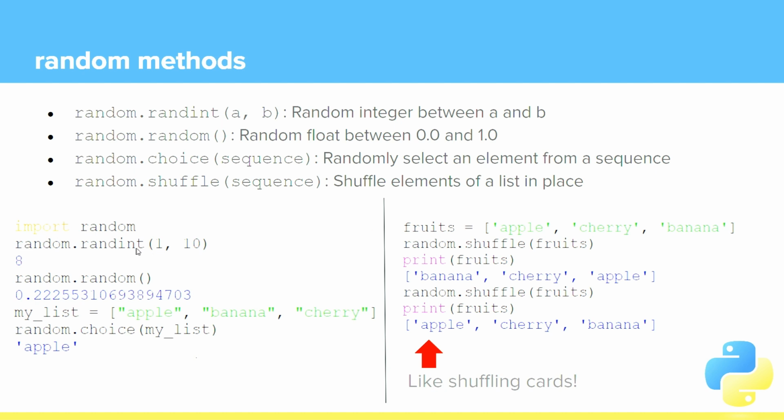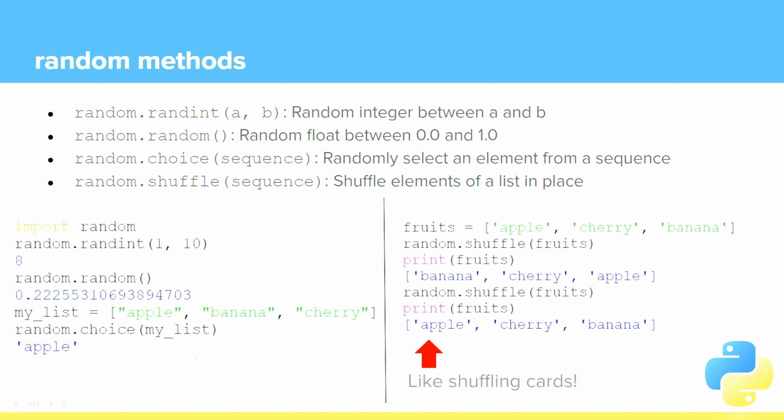But we call random.randint 1, 10. So it will return an integer between 1 and 10 inclusive. It returns 8. Random.random returns a float, lots of digits here, between 0 and 1. And then we create another list, my list, and random.choice, inputting our list, returns 1 element from that list.